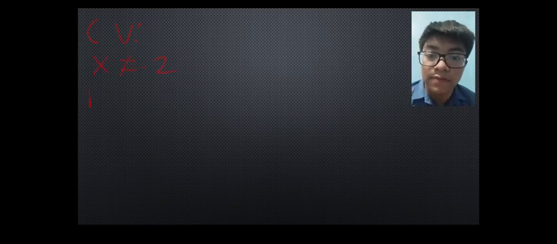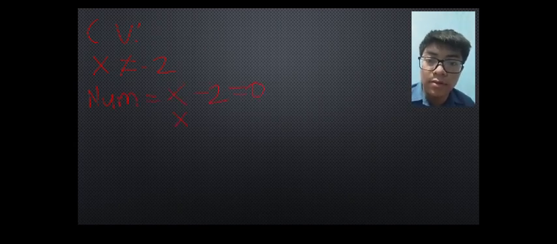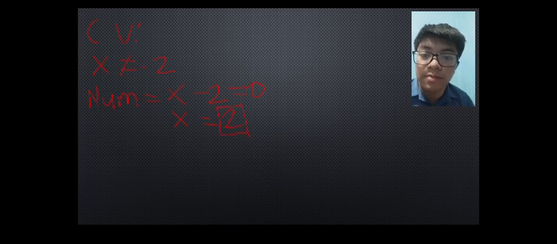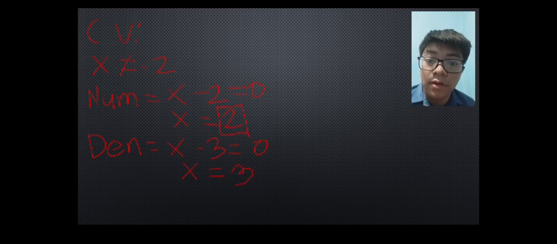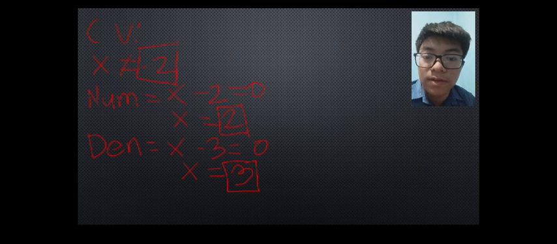The next step is to find our critical values. So, x is not equal to negative 2. That's our restriction. The numerator, x minus 2 equals 0, so x is positive 2. And for the denominator, x minus 3 equals 0, so it is positive 3. But then, x equals 2 may be included and the others are excluded. So, when we draw our number line, we use the filled circle on positive 2.